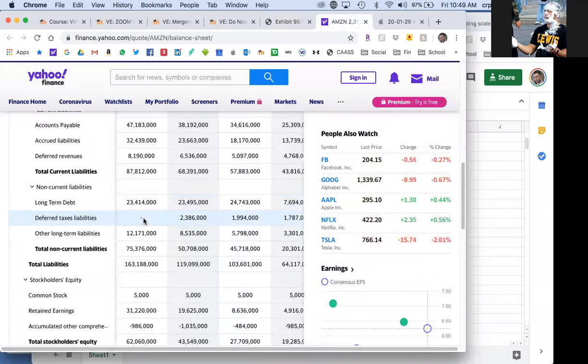So look what happens. Non-current liabilities is long-term debt plus other long-term liabilities. Can somebody please tell me what this number plus this number equals? You've got to just do some quick math. This and this, does it equal that?